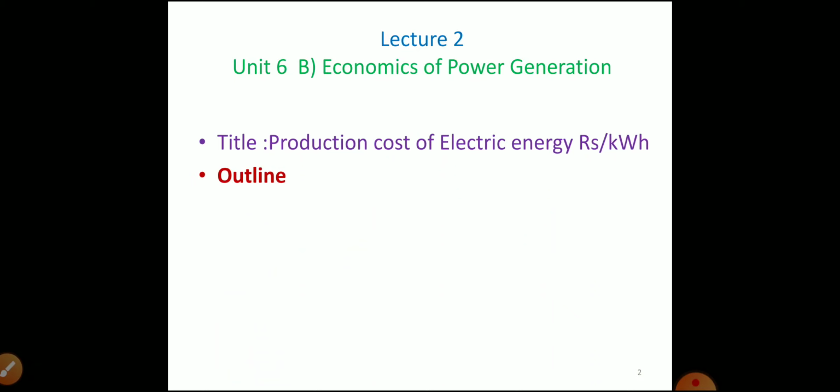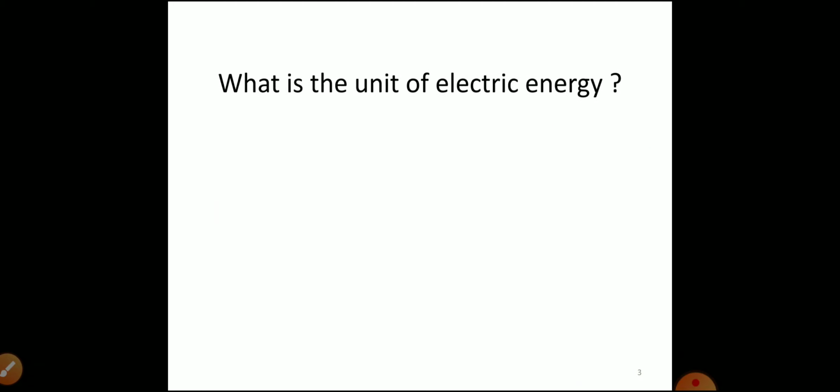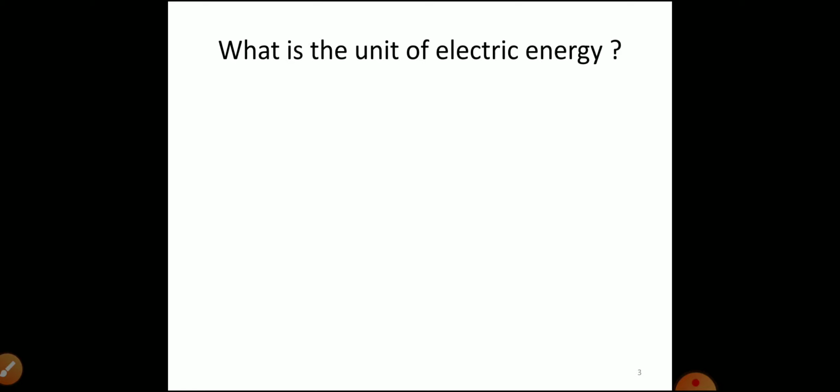In this lecture, I will cover the units of electrical energy and its explanation, total cost of electricity production, fixed cost, semi-fixed cost, and running cost. So let us start.